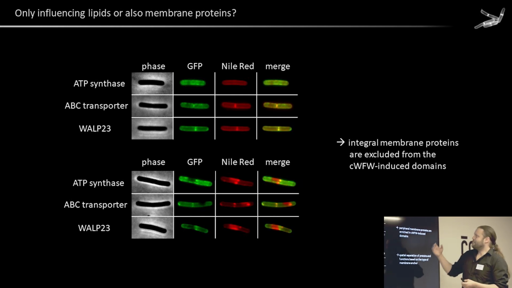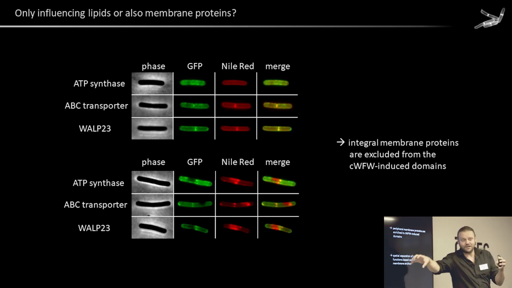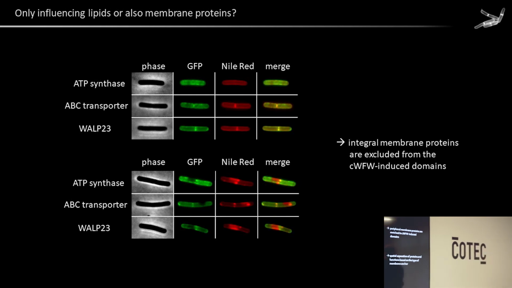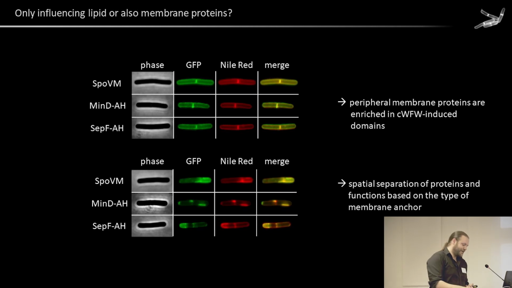So what it looks like is that with this peptide we really get a spatial separation of proteins in the membrane, where the integrals are here and the peripherals are here. You can imagine how this is messing up everything in the cells. That could well explain why it's so antibacterial.